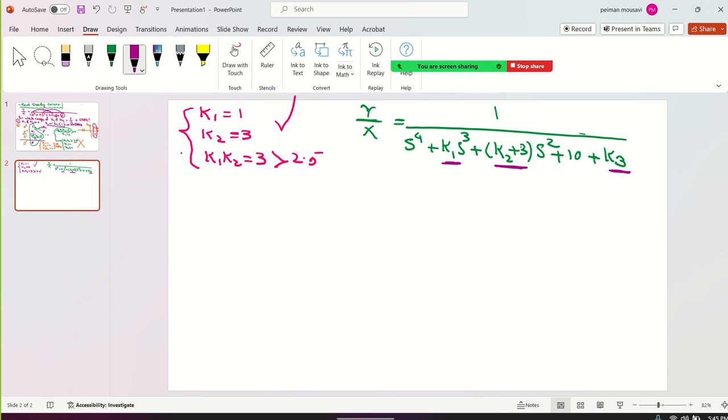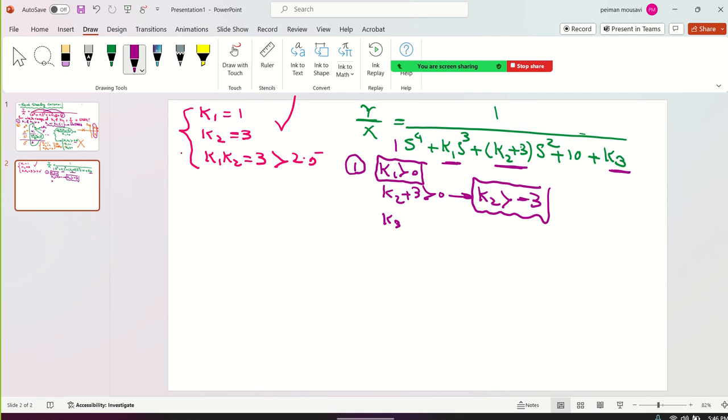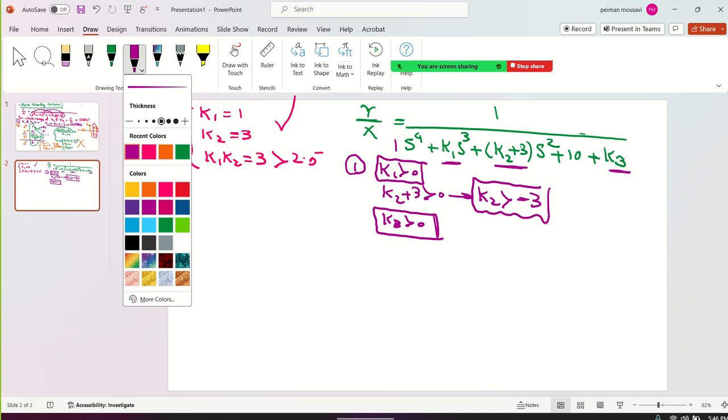Obviously, based on the first condition, K1 must be greater than 0. K2 plus 3 must be greater than 0, meaning that K2 must be greater than minus 3. This is the second condition. First condition: 10 is greater than 0, and K3 must be greater than 0. So these are conditions, but not enough.